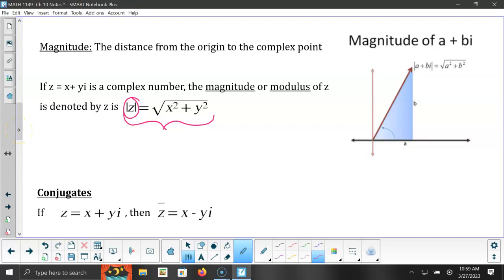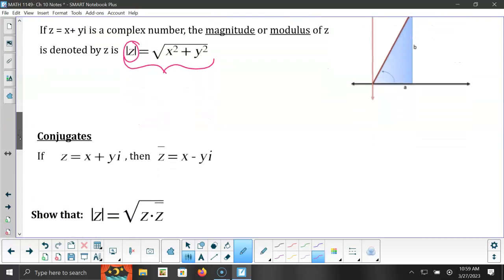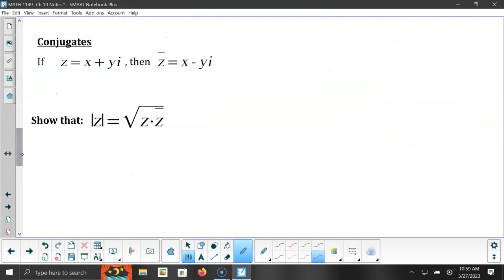All right, ready? So conjugates, we have already kind of talked about, but I do want to point something out real quick. So notice the little bar. I don't know why it's floating way up there. It should be a little closer to the z, but whatever. So we end up calling this z bar because we're super creative. All right, but basically we're just saying if z equals x plus yi, then the conjugate, z bar, is x minus yi.